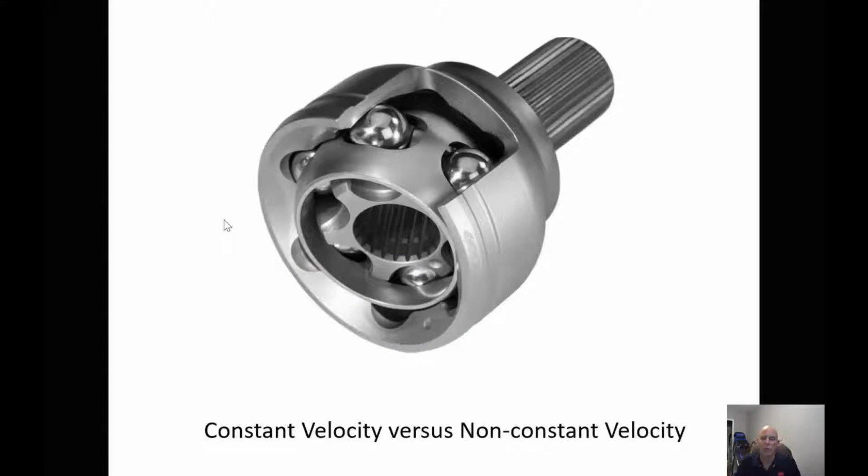So we have what's called a constant velocity or non-constant velocity. A constant velocity U-joint is something that's used in the front axle. A non-constant velocity driveline is one that we use from our transmission to our rear diff, because as the angle increases, so does the speed of the driveline. So as it's rotating, the driveline is non-constant. It speeds up and slows down.